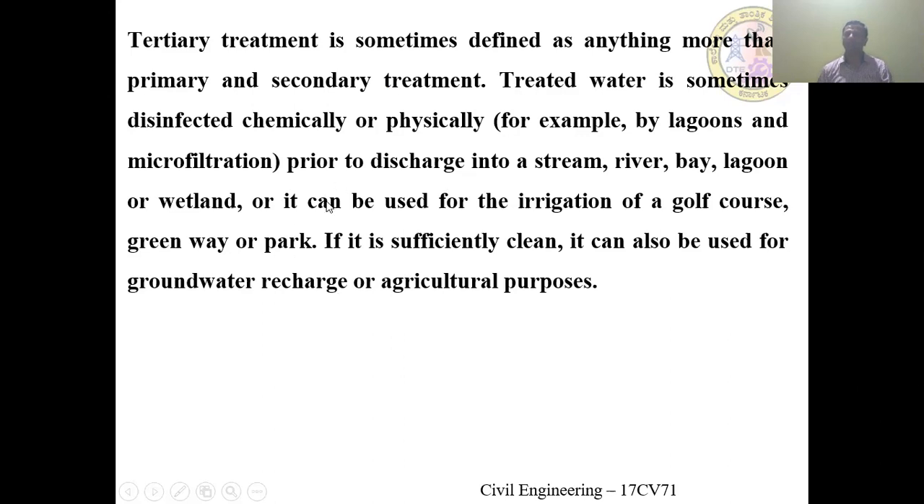And where can we reuse this water? This can be used for gardening or parks. If it is free from all types of treated materials, chemicals, or phenol, etc., it can be used for groundwater recharge and agriculture purposes, unless otherwise all types of ammonia and phenolic compounds have been removed.